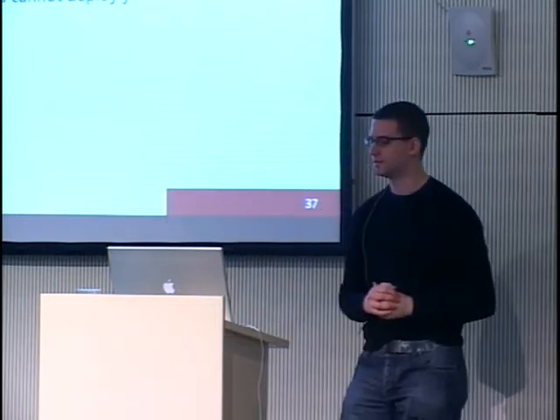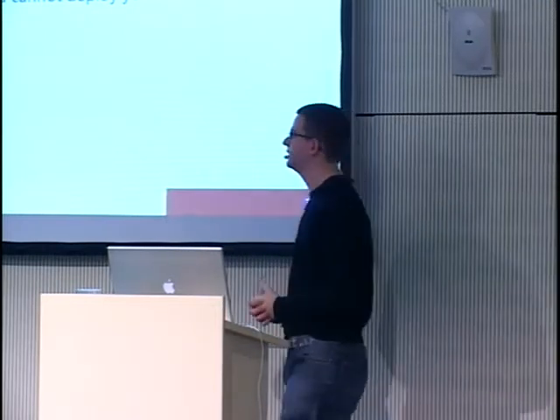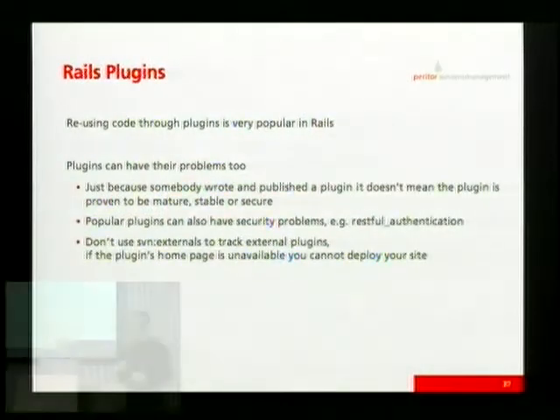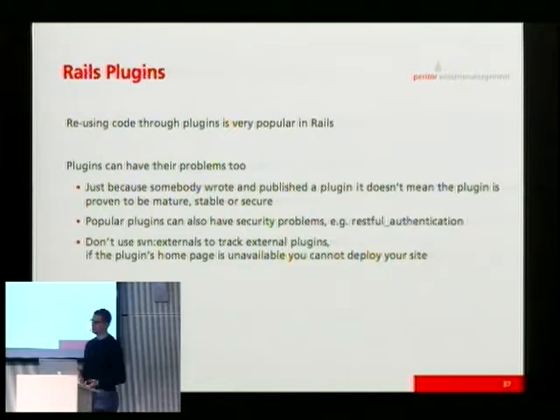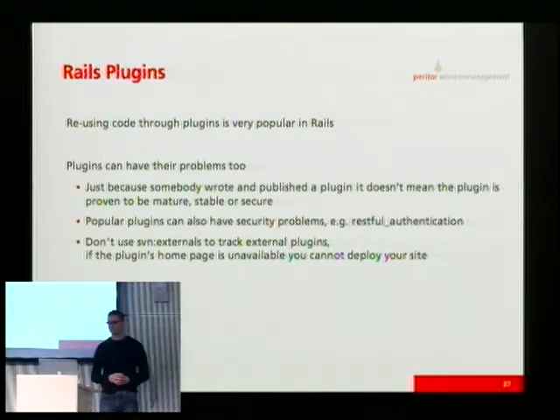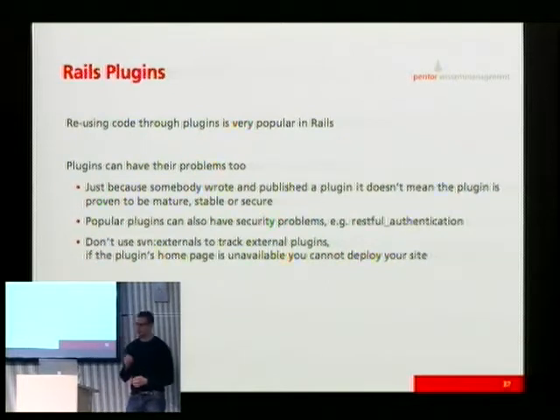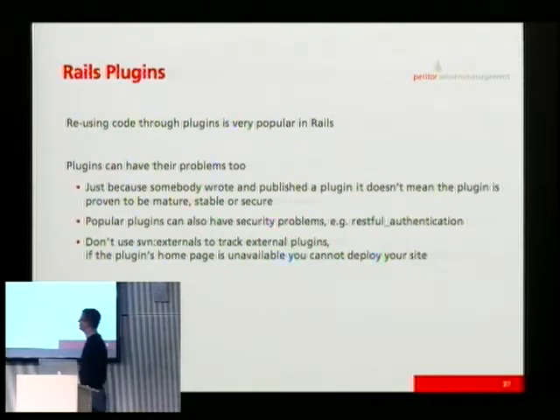The next thing that is also very popular but kind of problematic are Rails plugins. Plugins are very popular in the Rails space because it's very easy to add functionality to your code, just include them and it's working. But the problem is that people often forget that just because a plugin is out there doesn't mean that it's secure, proven, stable, mature, and so on.